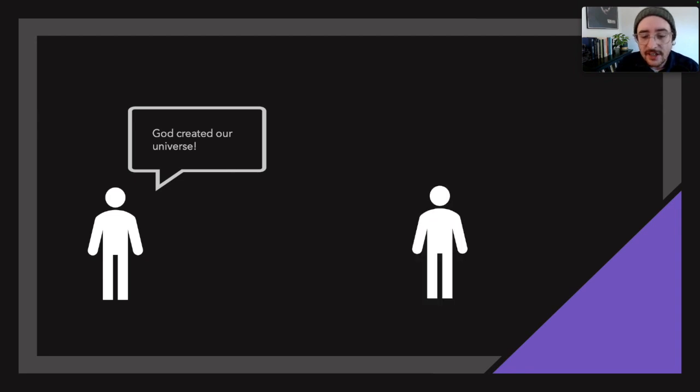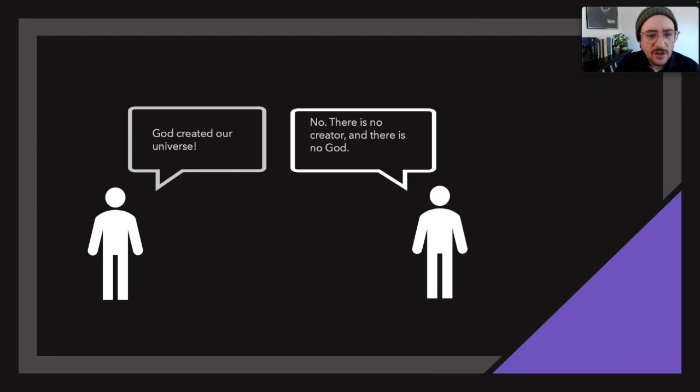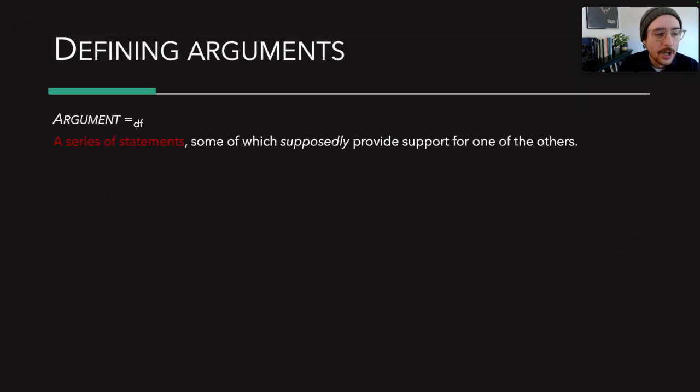Even if another person says, no, there's no creator and there is no God. So in this scenario, what we have is two people disagreeing or contradicting one another. We don't have anybody engaging in an argument yet because nobody has attempted to give a series of statements supporting their claim. So this brings us to the other part of the definition of an argument. These statements have to supposedly provide support for one of the other statements.